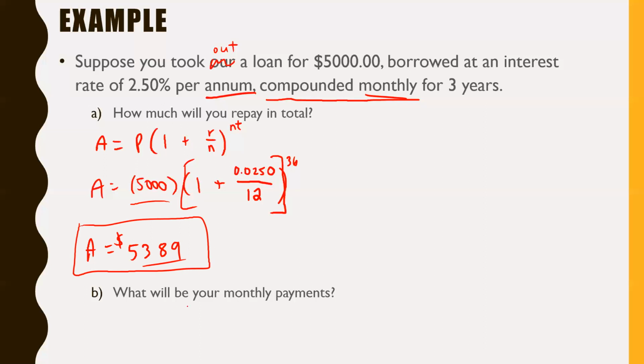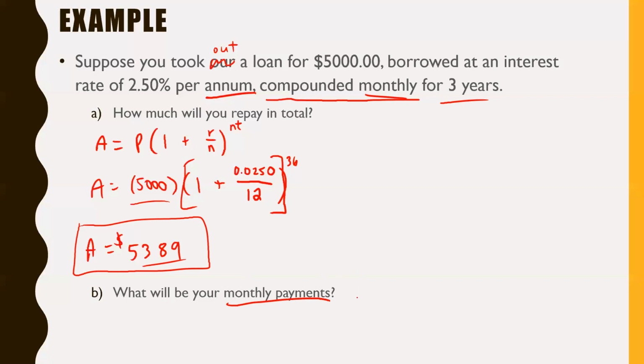Now the next question is, what will be your monthly payments? Well, keep in mind, since this is what you're paying in total, and you're paying it for 3 years, that basically means you're going to be making a monthly payment every month for 3 years. And this is what you're paying in total. So here's how this is going to work.